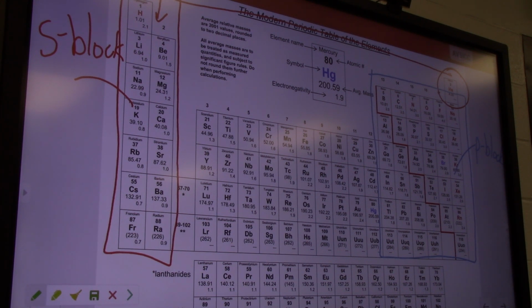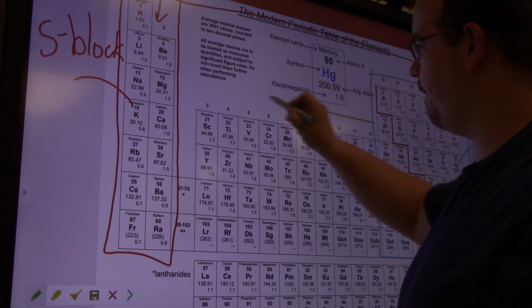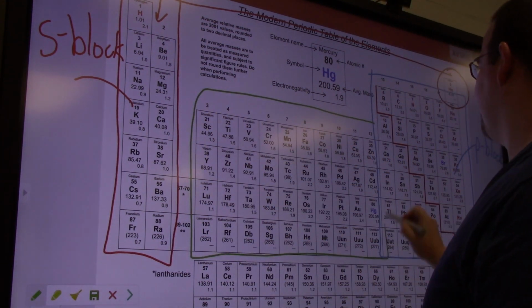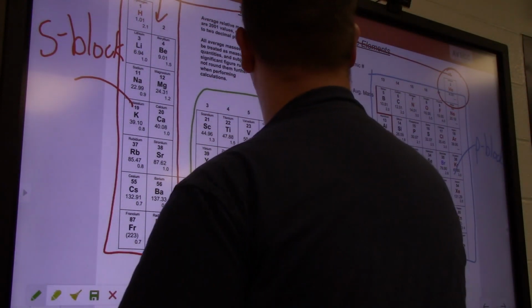Next is the D block. D block, straight up. The D block has a special name, it's the transition metals. It's columns 3 through 12. That's pretty big.